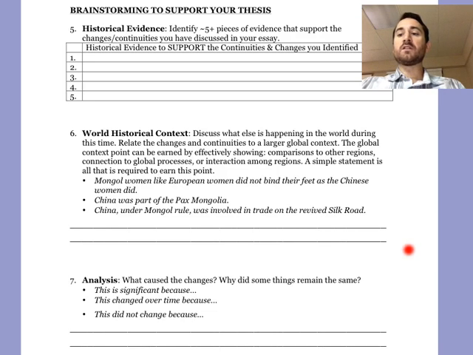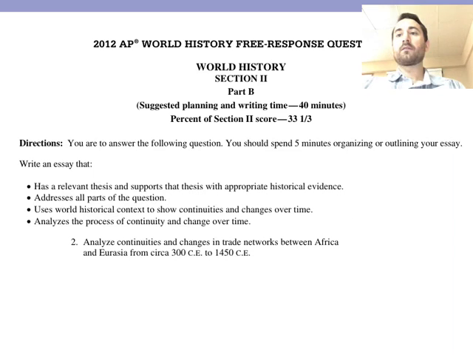The last thing that you're going to do is your analysis. And what is simply identify what caused those changes. Why did some things remain the same? This is significant because, this changed over time because, or this did not change because. So again, you want to look for your thesis, include all of the essential information in your thesis statement, have historical evidence, place it in the world historical context, and analyze it. And if you do all of those things, you should have all of the basic core points and be on your way to getting expanded core points.